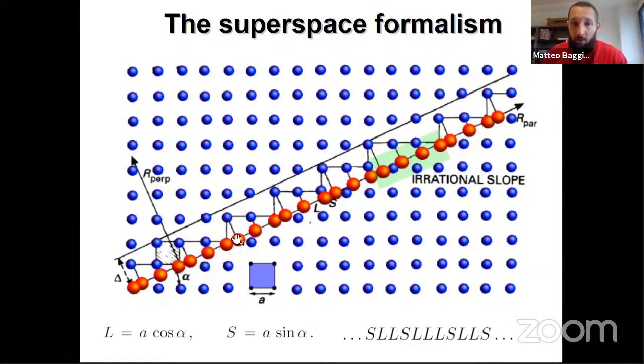If you follow these small and long segments, at a certain point you will see that there are some points where there is a defect. There is something missing, so the structure is not periodic. For example, in the example that I drew here, you can see that it follows this list, but at a certain point, instead of two long segments, there are three. So this means that this thing is not periodic.